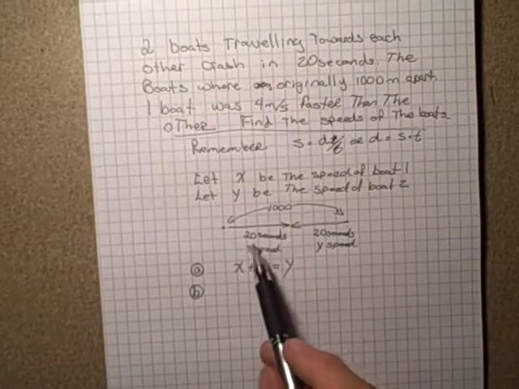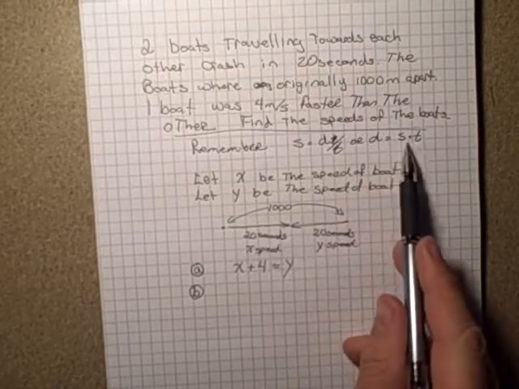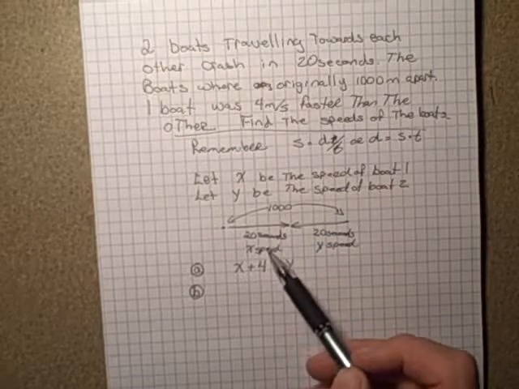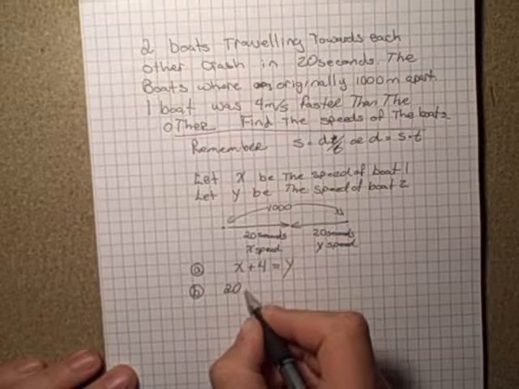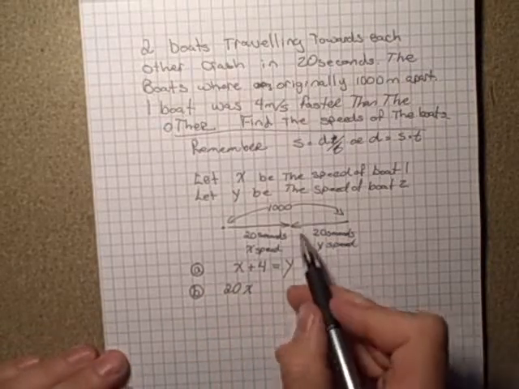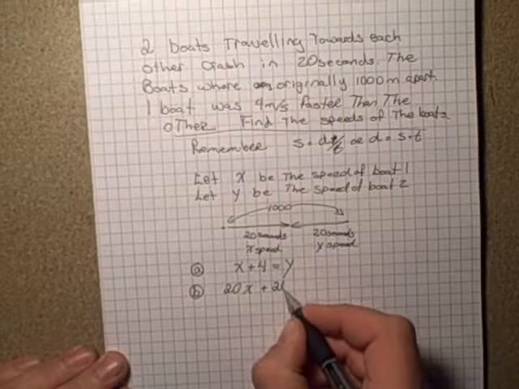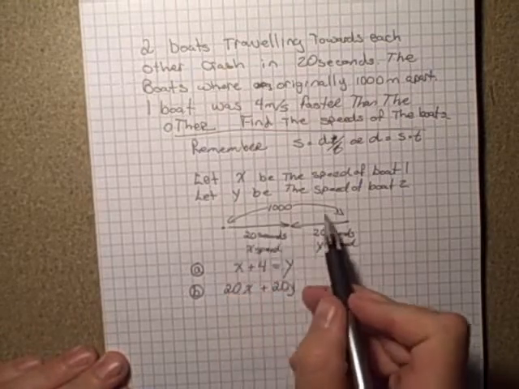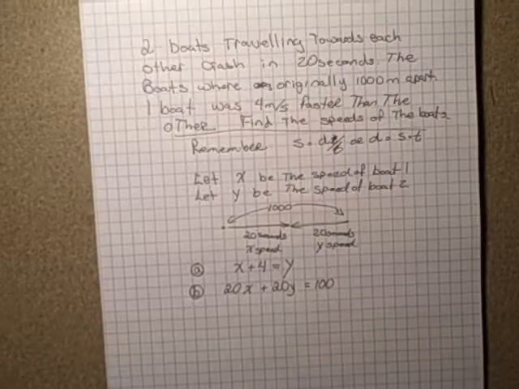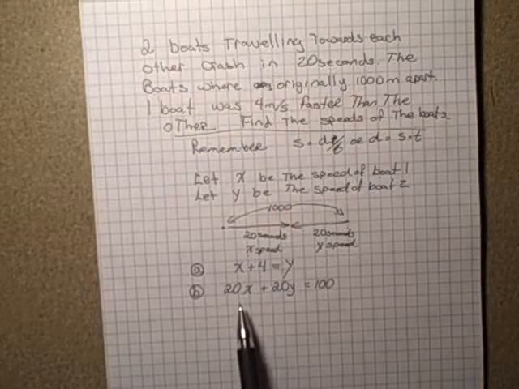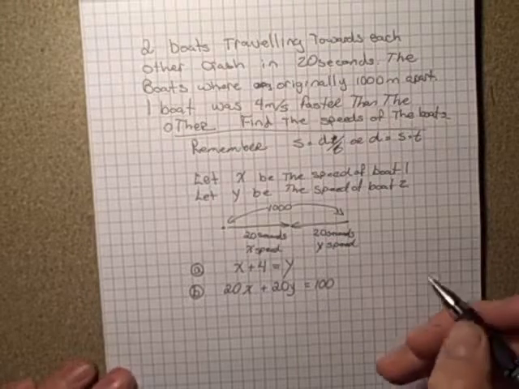So how do you get distance for this here boat? Well, distance is equal to speed times time. So there's the time and there's the speed. So we could say that that distance is 20x, plus the distance over here, which would be the other side, plus 20y, is going to give us the total distance that they had, which is 1,000. And there's our relationship between the distances traveled by each. So now all we have to do is use the substitution method again.